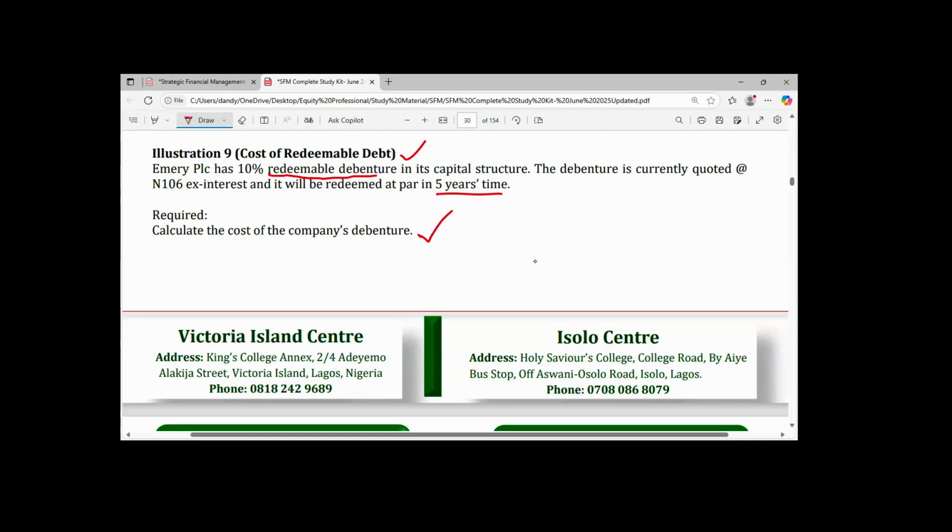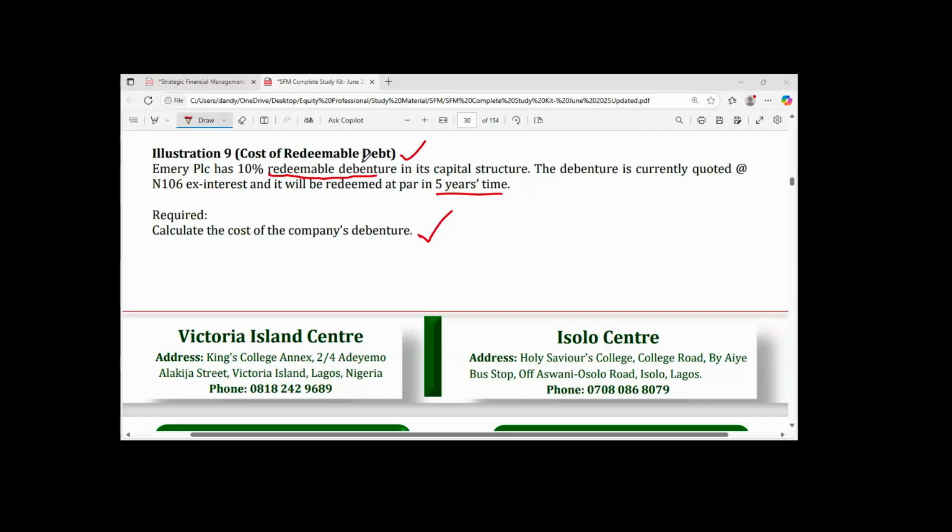Then, how do you compute cost of redeemable debenture? I explained, whenever you want to compute cost of redeemable debt, simply go ahead and calculate internal rate of return by assuming two discount rates that will produce two opposing NPV. That's all you need to do. Let me switch.